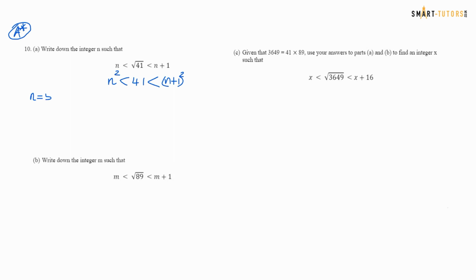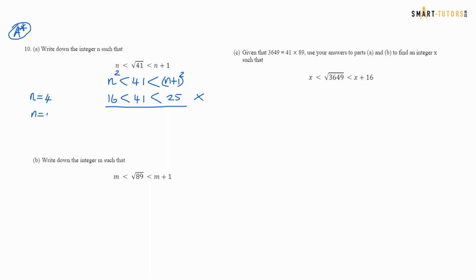If n equal 5, let's say I'm just randomly putting some numbers. Don't think that I know the answer. No, I just randomly pick. If you want, let me rub this one out, and I put n equal 4. So 4 squared is 16, less than 41 here, and 4 plus 1 is 5. 5 squared is 25. Now this statement is not true. Am I right? 16 is less than 41, but 25 is not greater. So n equal 4 is not right.